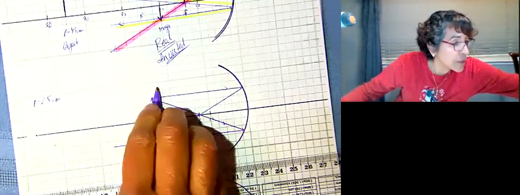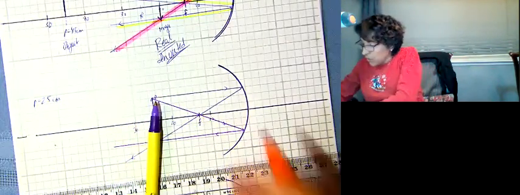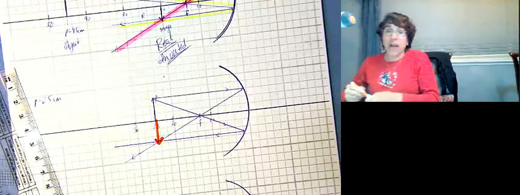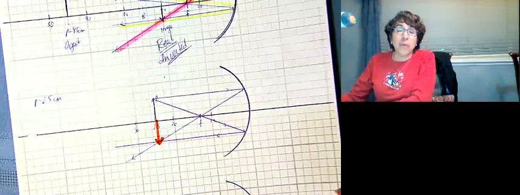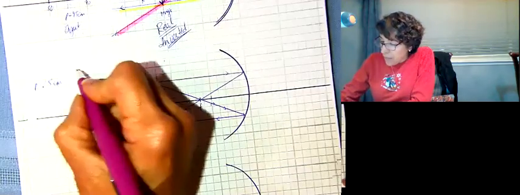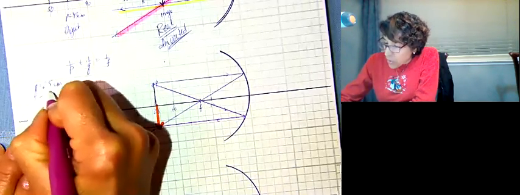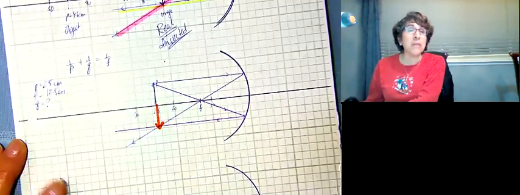I'll take a different color for where these two lines meet. And lo and behold, it's also at 25, except it's inverted. So let's see if the math works out, because it should work out both ways, graphically and mathematically. All right, so we know 1 over P plus 1 over Q is equal to 1 over F. We know that P is 25. We know from before that F is 12.5 centimeters. So we want to know, where is our image, Q?